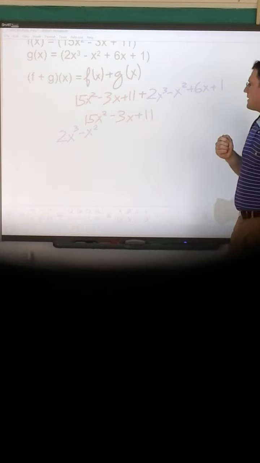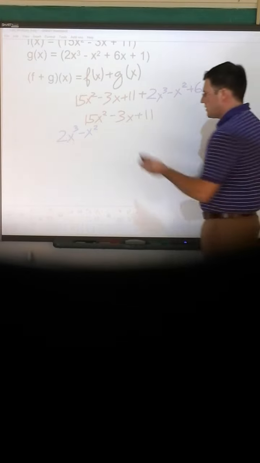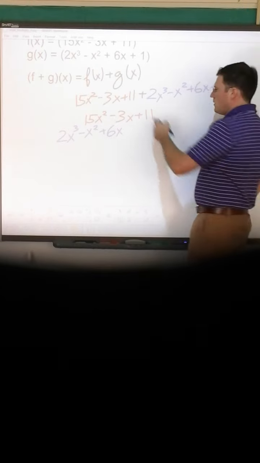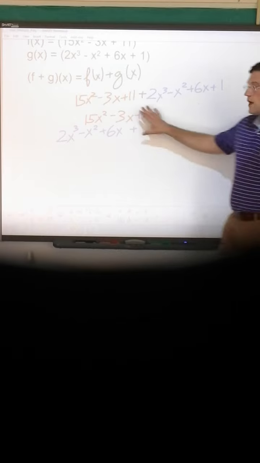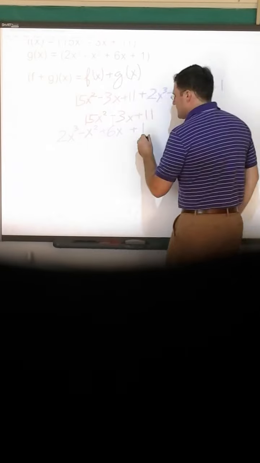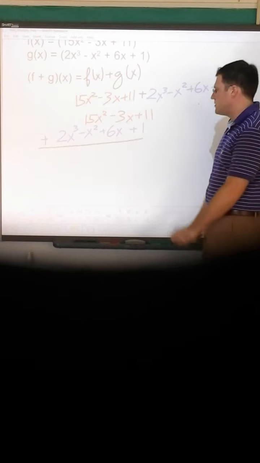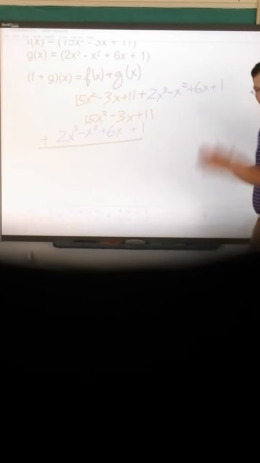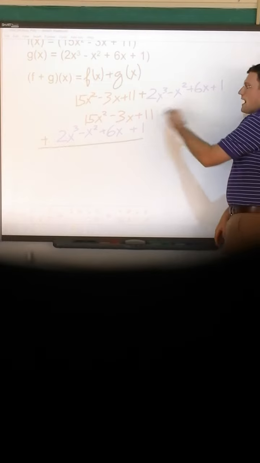Next, I have 6x. Well, these are like terms, negative 3x and 6x. I'm going to line up this 6x underneath it. And finally, plus 1. Well, 11 and plus 1 are both like terms, so again, I line them all up. And see, I line them all up because now I'm going to add them, just like we did in elementary school, with two integers on top of each other. And I'm just going to go down each column there and add the like terms together.